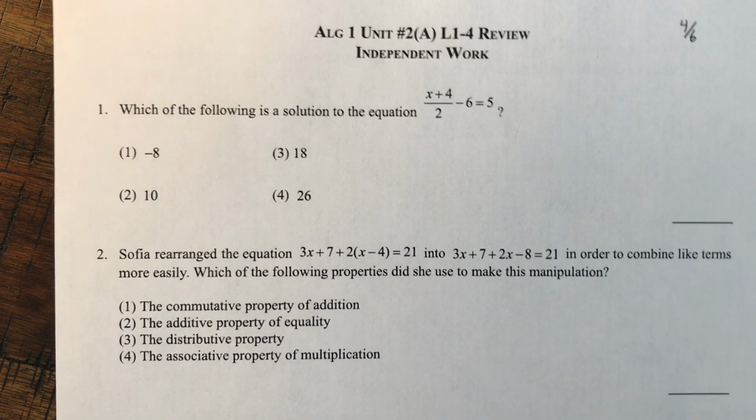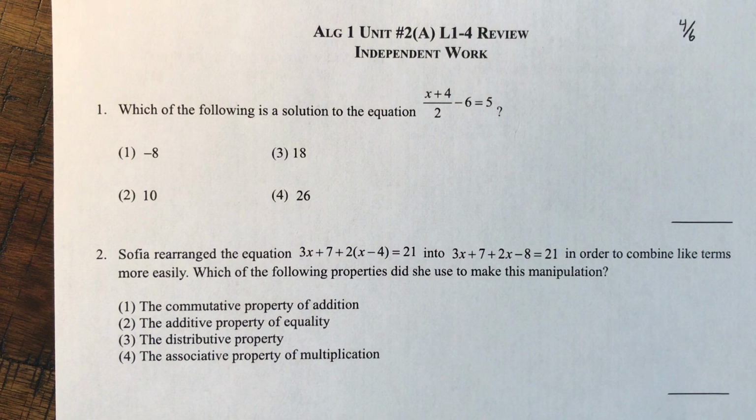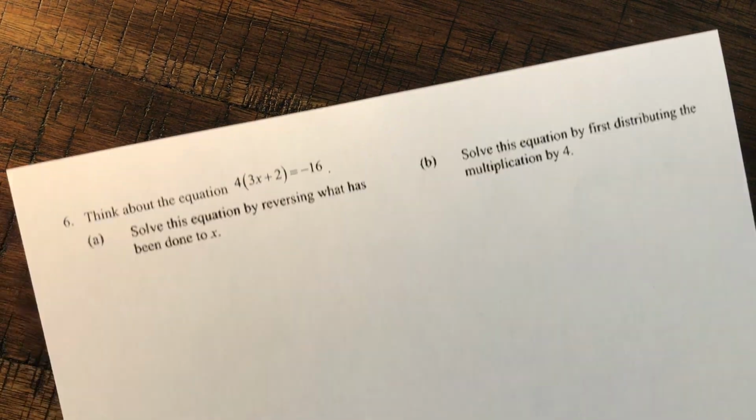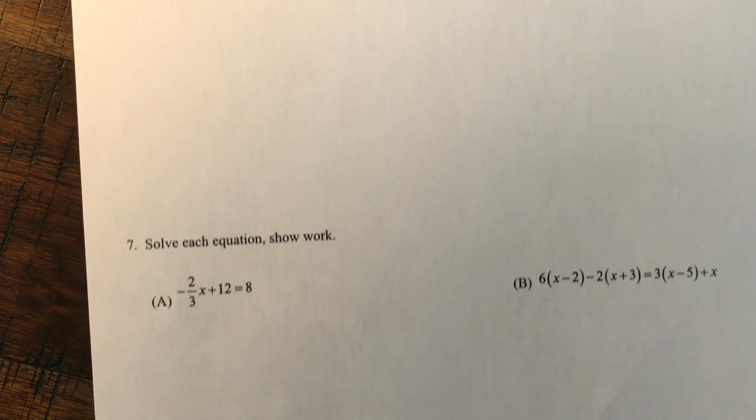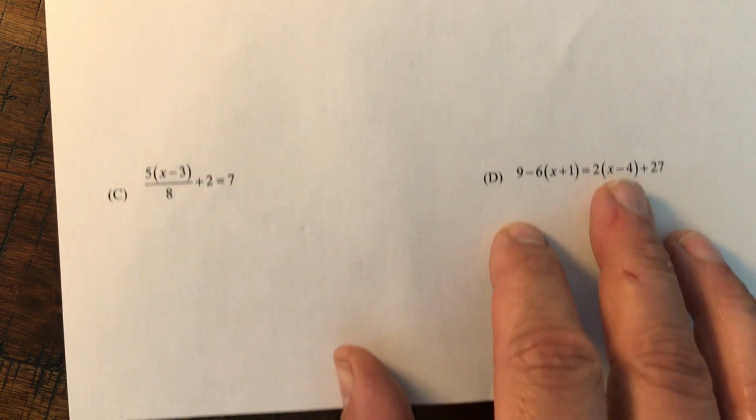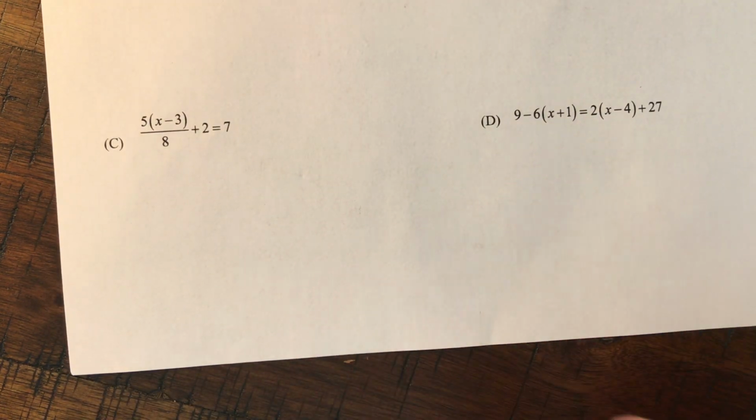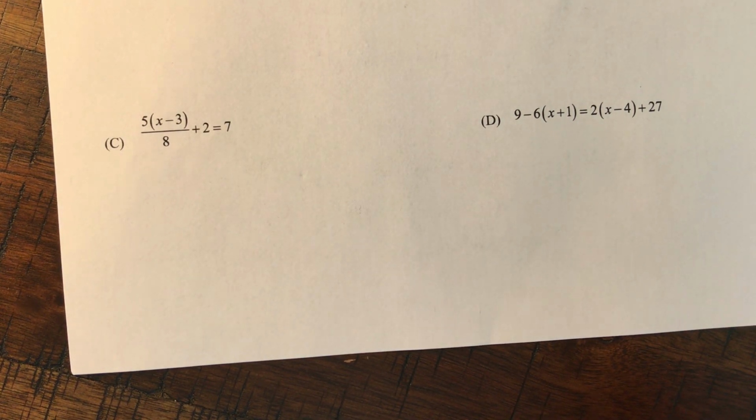All right, kids, now your job is to go to the independent work, which looks like this. Okay, it says 4.6 at the top, and you're going to do the 5 multiple choice, followed by the number 6, 7, and 8. You're going to write that on a single side of a paper, take one picture, upload it, and then you guys are done for today. See you guys tomorrow.